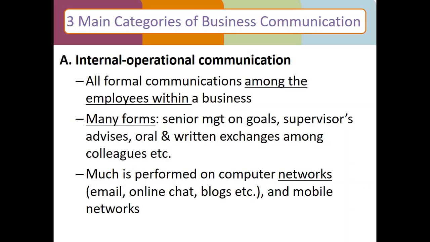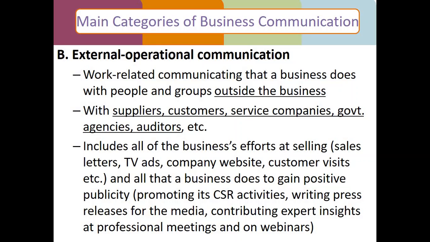So there are three main categories of business communication. First of all, internal operational communication, that is done among the employees within a business. Say for example, communication between a senior manager and a supervisor. It could be oral or written. Exchanges among colleagues. Then external operational communication. The external operational communication is done with people or groups who are outsiders of the business. Say for example, suppliers, customers, service companies. In the meantime, TV ads or company websites also play a critical role as external operational communication. So all the stakeholders except the employees of the organization are part of external operational communication.